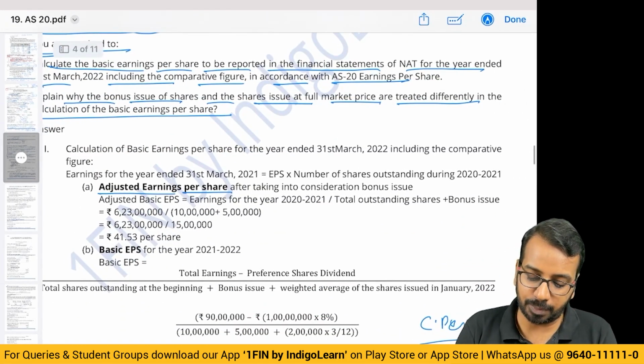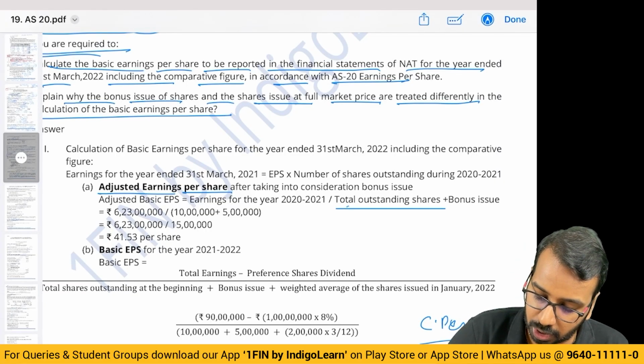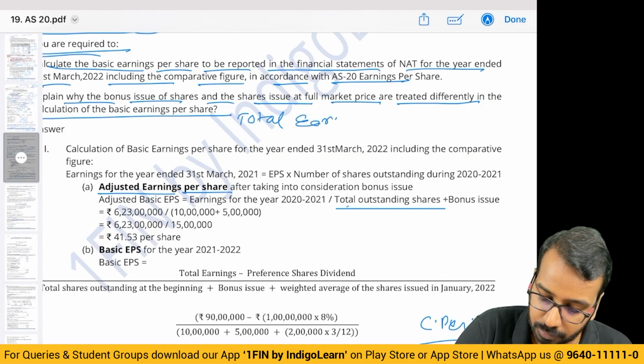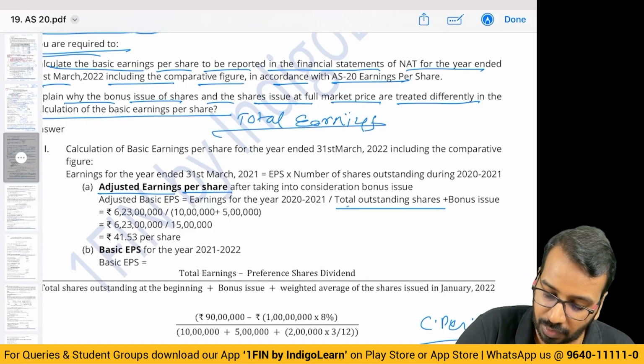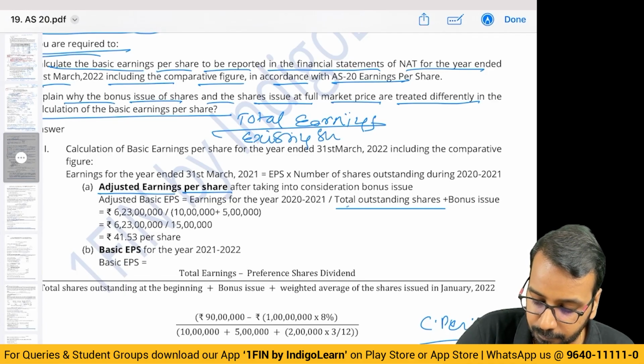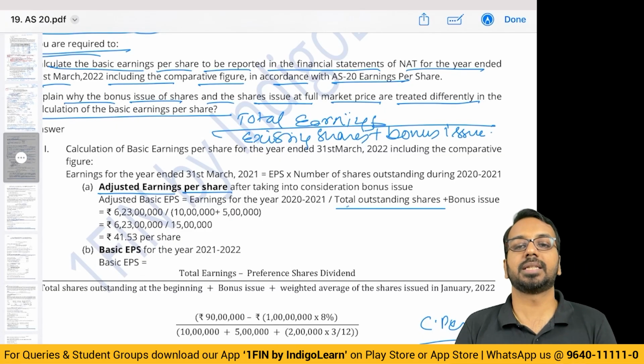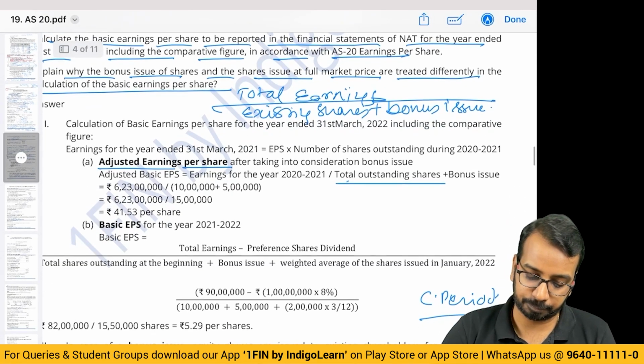Now for adjusted EPS, what you have to do is, for the previous period, take the total earnings divided by existing shares plus bonus issue. Existing shares plus bonus issue.